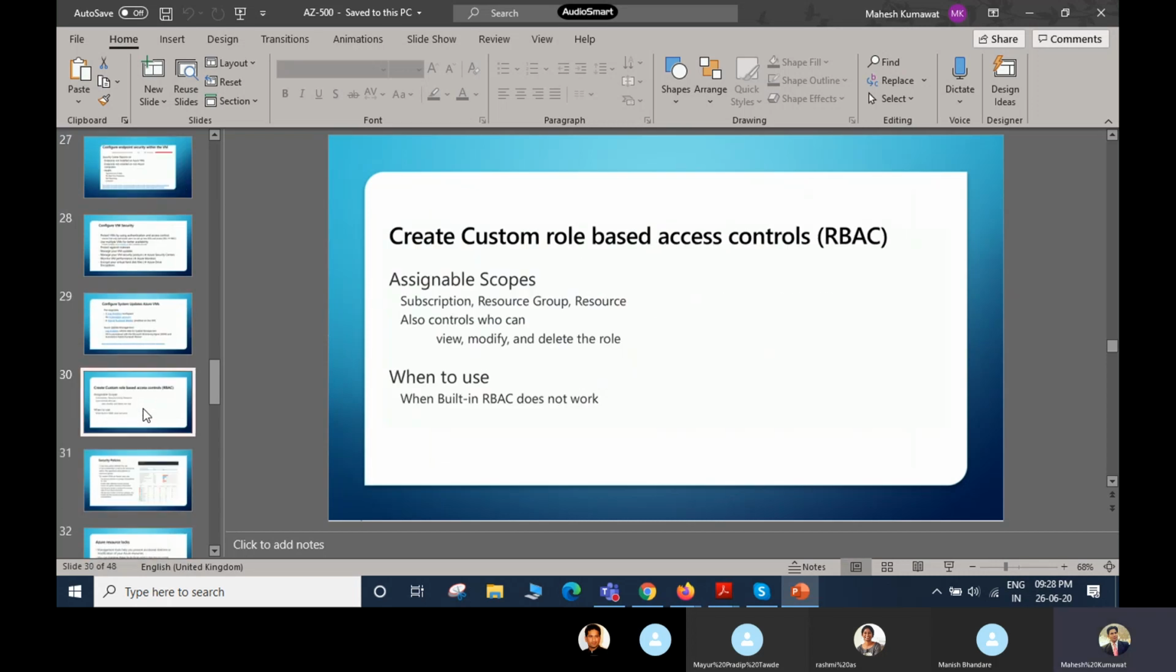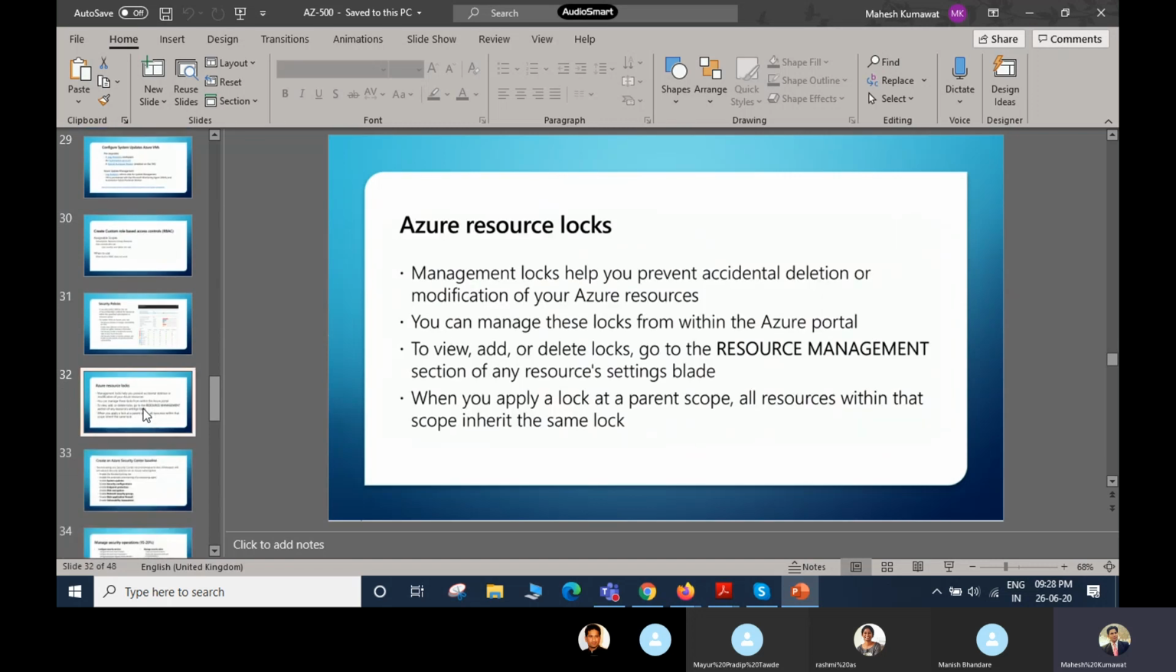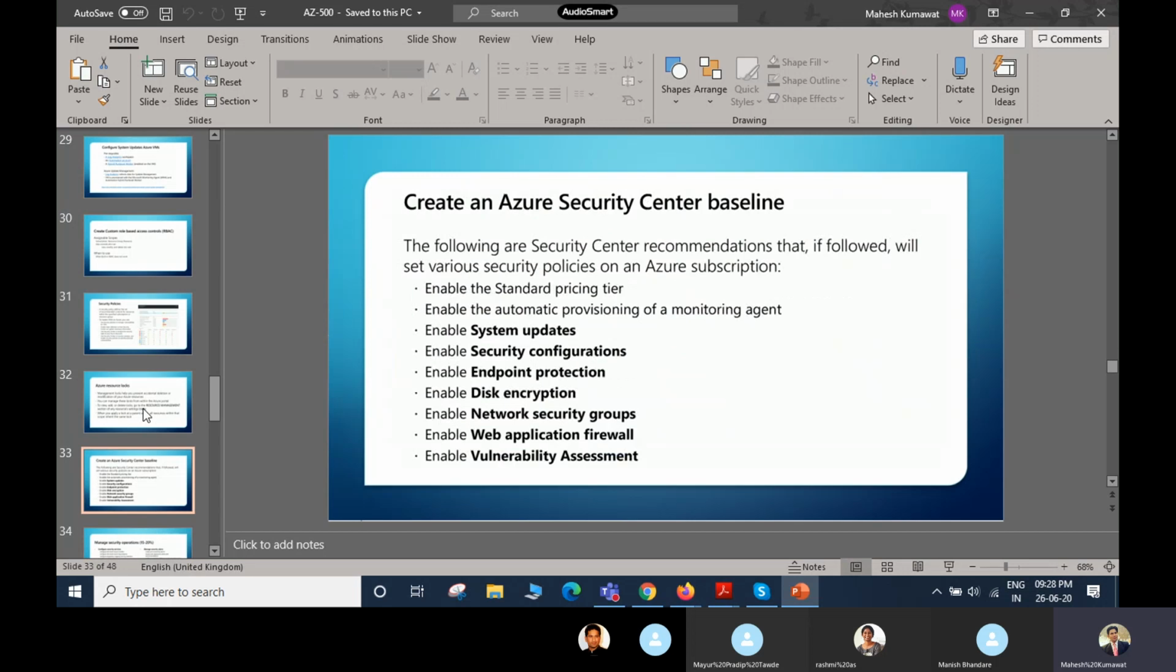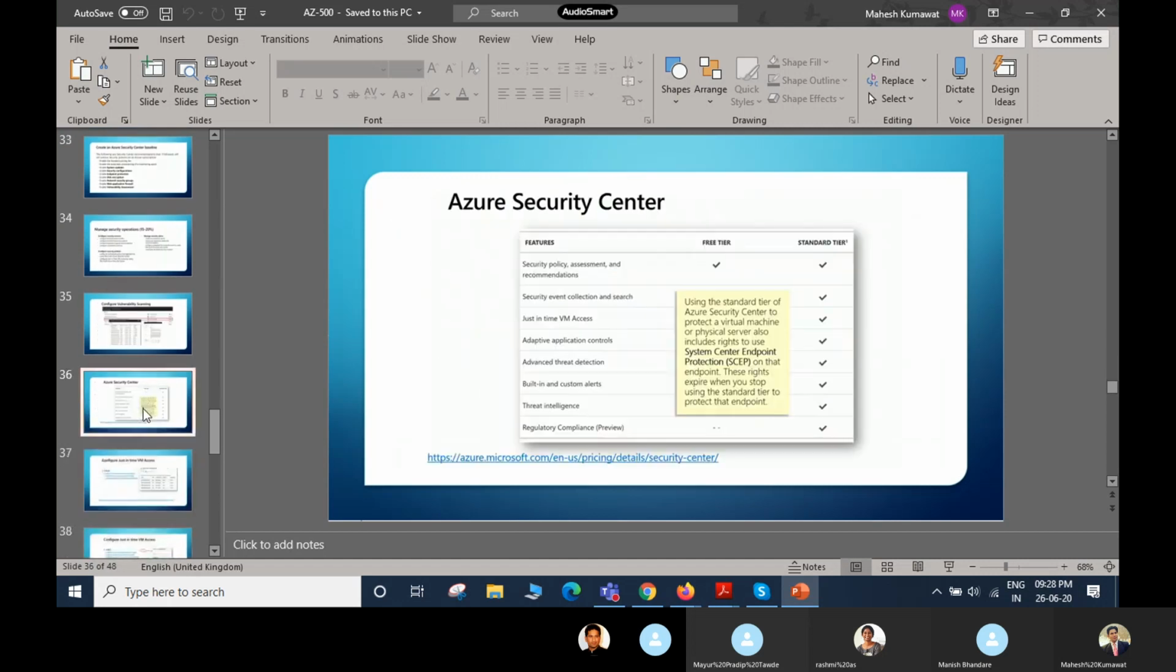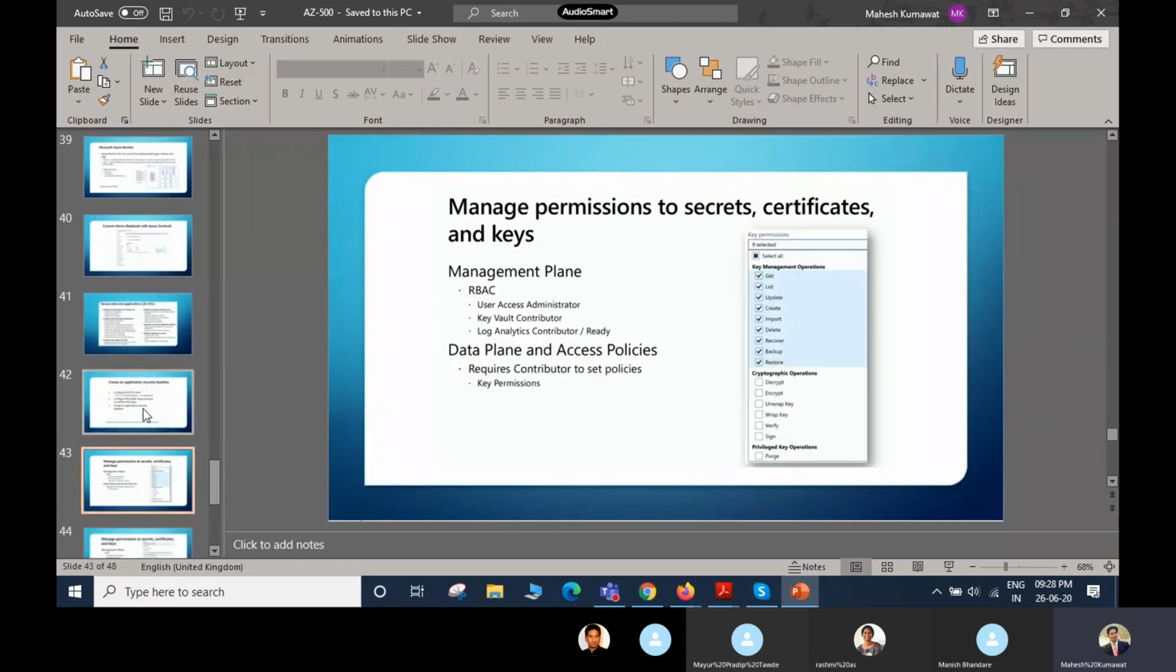Okay, you can say that RBAC, role-based access control, sort of things you're going to perform. Security policies you're going to implement, Azure resource logs you're going to maintain, you're going to create Azure Security Center baselines. Okay, Azure Security Center is one of the tools for SIEM solutions inside the Azure portal. So guys, you need to understand all these things. I'm going to send you this particular PPT. Just try to study all those things. So this is Azure.